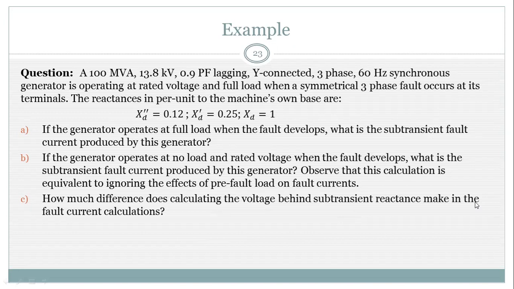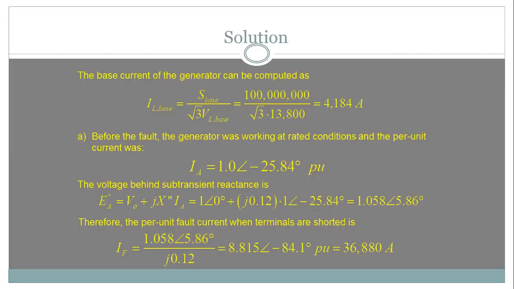First question: if the generator operates at full load when the fault develops, what is the subtransient fault current produced by the generator? So the generator operated at full load conditions. The rating is given here, 100 MVA and 13.8 kV, so we consider this given rating as our base value. That's why our base power is 100 MVA and base voltage is 13.8 kilovolt. From this base rating, we can calculate our base current, that is 4184 ampere.